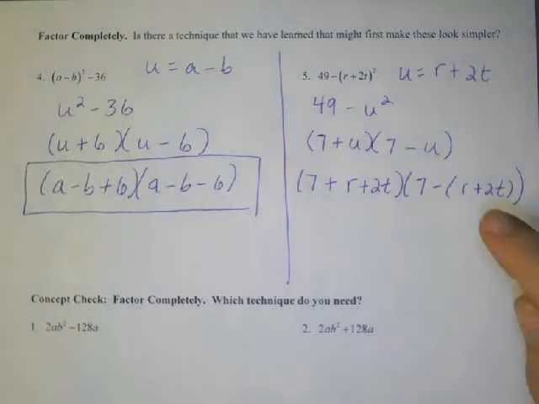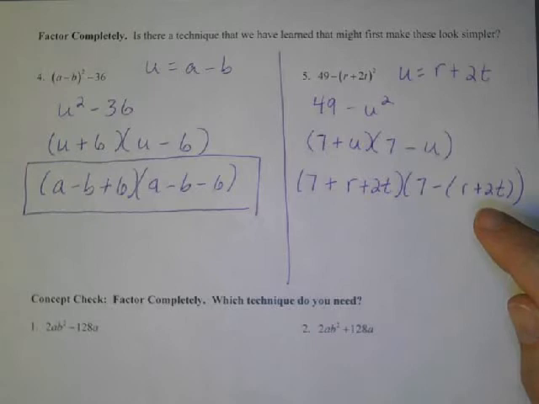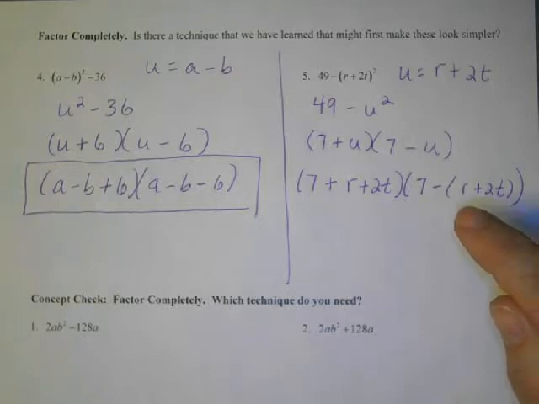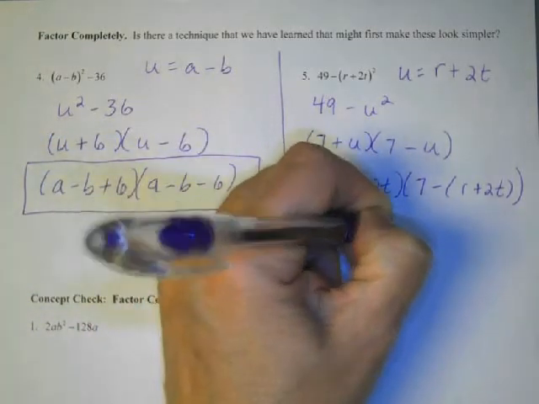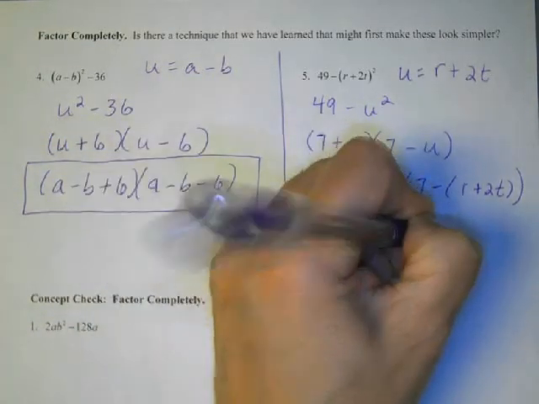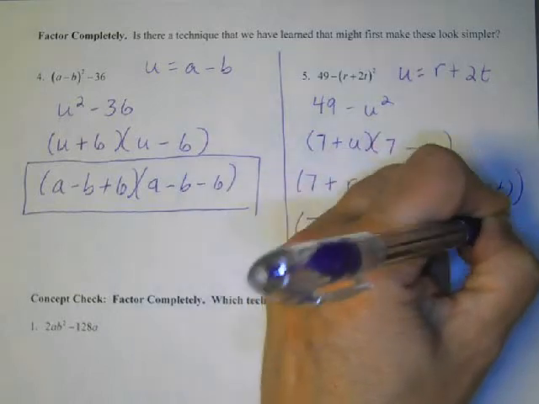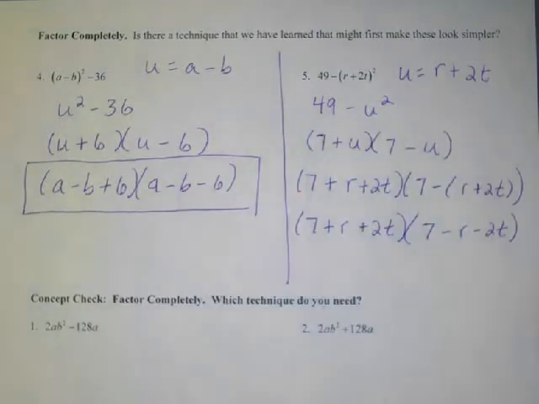Notice when I was using minus u, I put r plus 2t in parentheses because this binomial expression is all behind subtraction. So to finish, I have to distribute my sign to both r and 2t. And I have my factored answer.